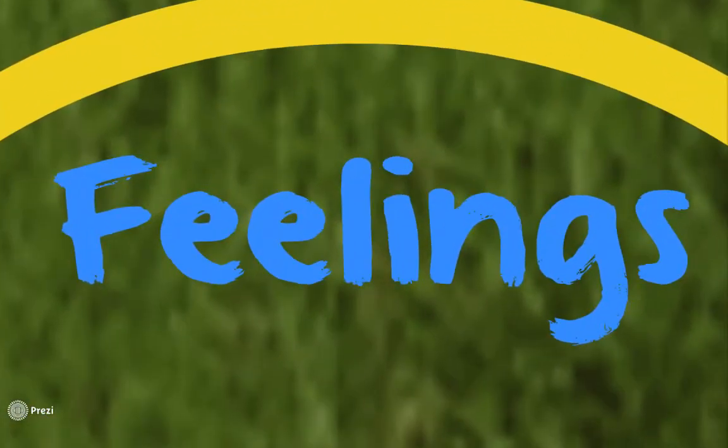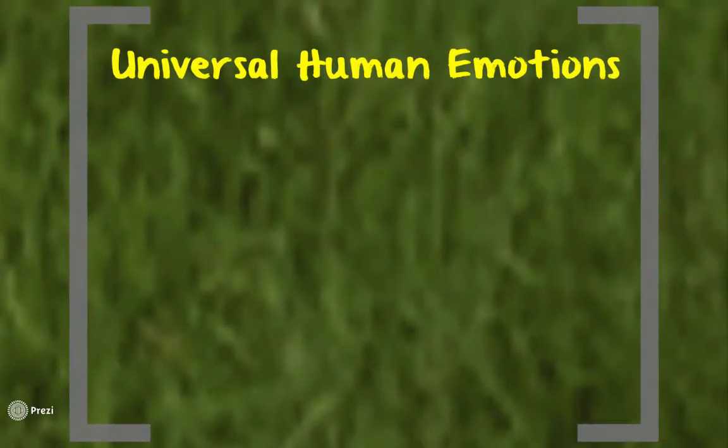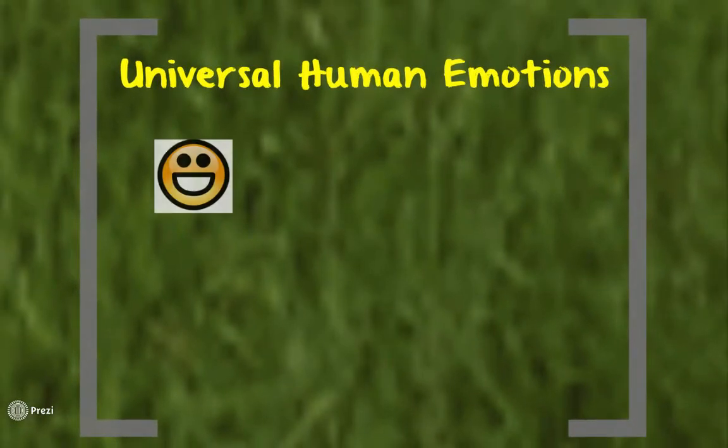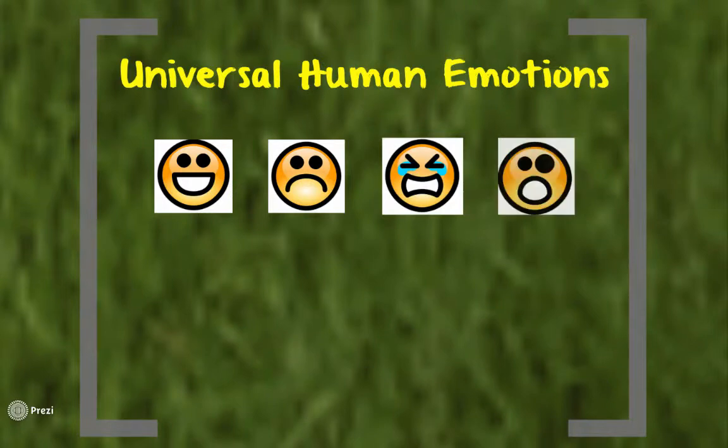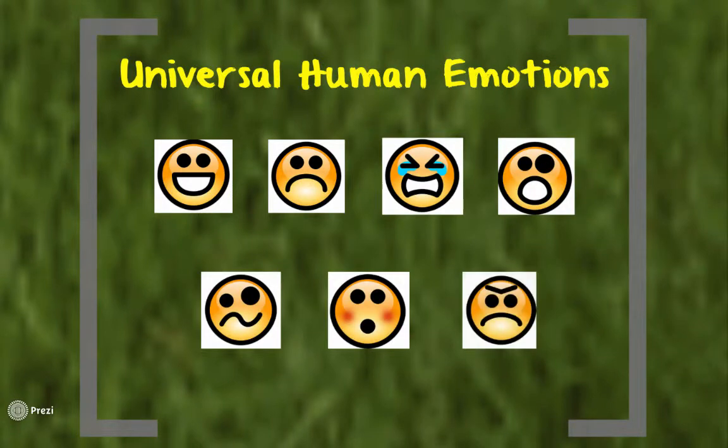Feelings are another part of attitude. The feelings we experience can be positive, negative, or again neutral. We all experience what is referred to as the 7 universal emotions, meaning all humans experience these emotions. These are often identified through our facial expressions. Those feelings are happiness, sadness, anger, fear, disgust, surprise, and contempt.